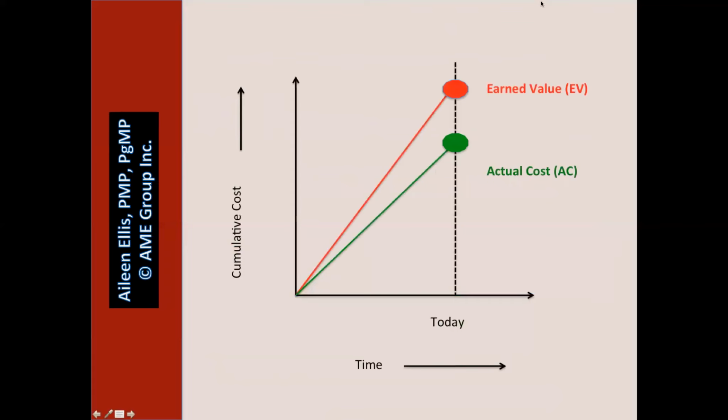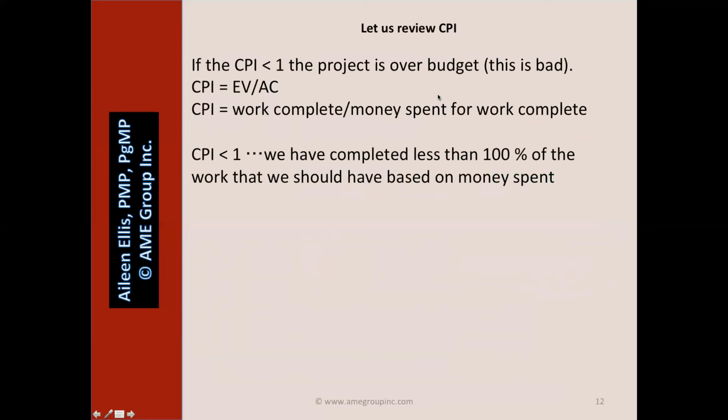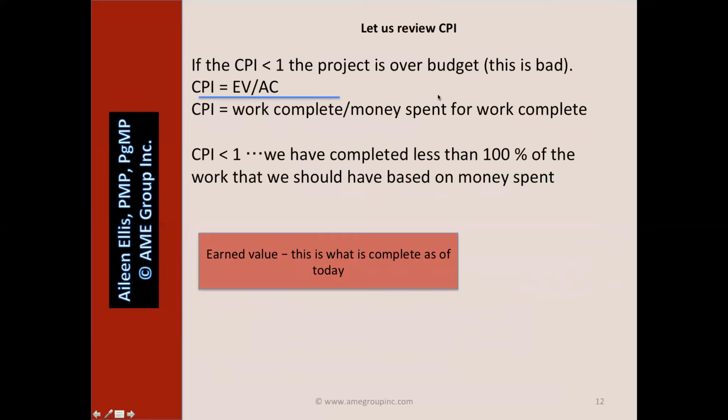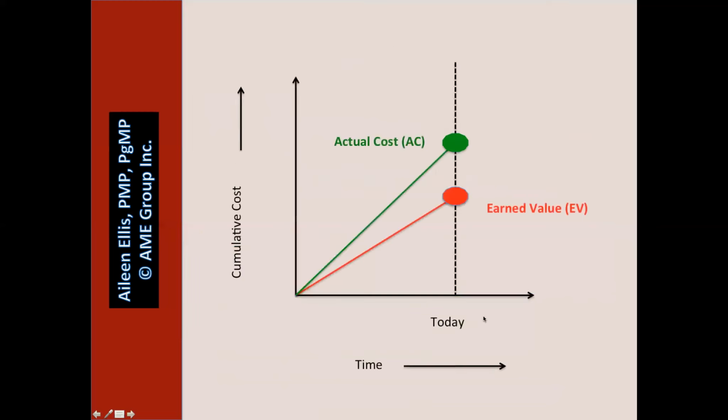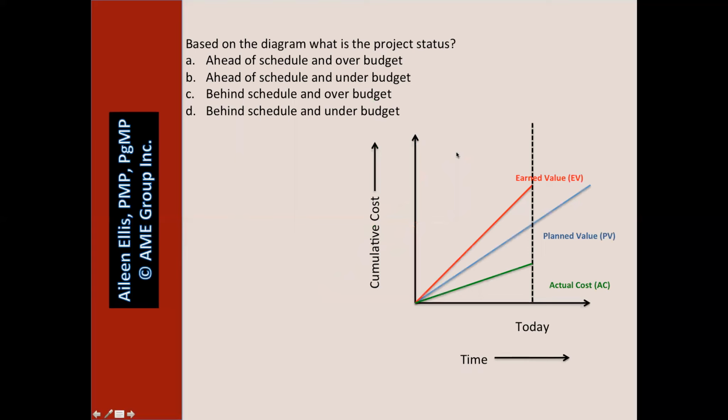On this XY bar chart, EV in red is the value of the work complete. AC in green is what we spent. The work has more value than the money. We're running under budget. If your CPI is less than 1, the project is over budget. The value of the work complete is less than the money spent. EV is the value of the work complete. AC is what we spent to get it. This is not good. One more sample question, then we'll wrap up.